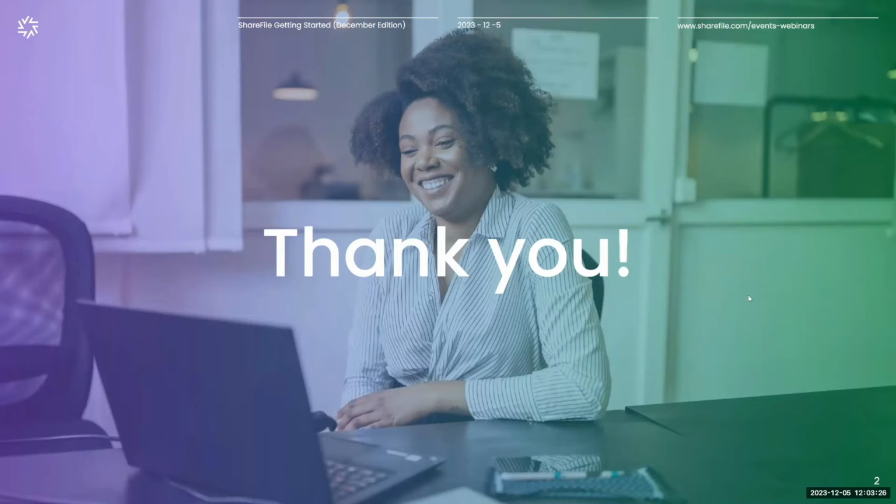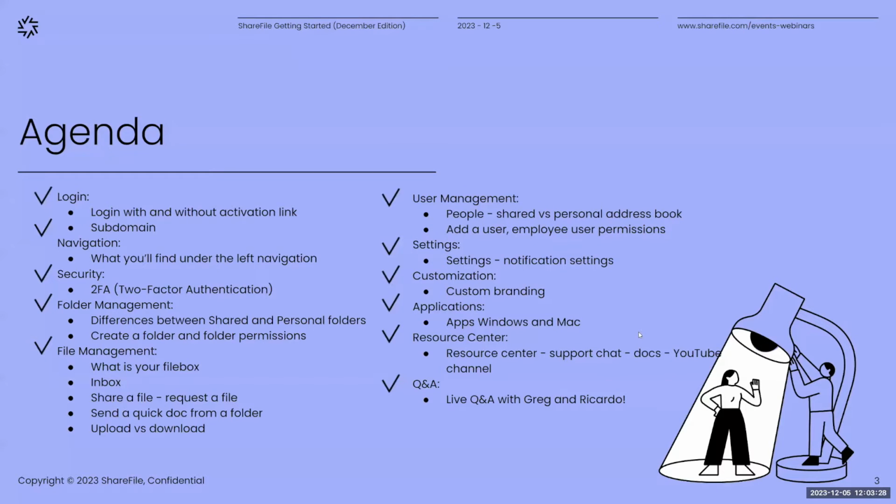Just a little agenda here. Some of the topics we'll go through today: we'll go through the login process. We'll look at identifying your subdomain and going through the login process and activating an account, kind of what that looks like. Once you're in, we'll go through how the dashboard looks. We'll look at two-factor authentication on your account. And we'll look at folder management. We'll go through the differences between a shared and a personal folder. We'll create a folder and look at some of the permissions around those folders and files.